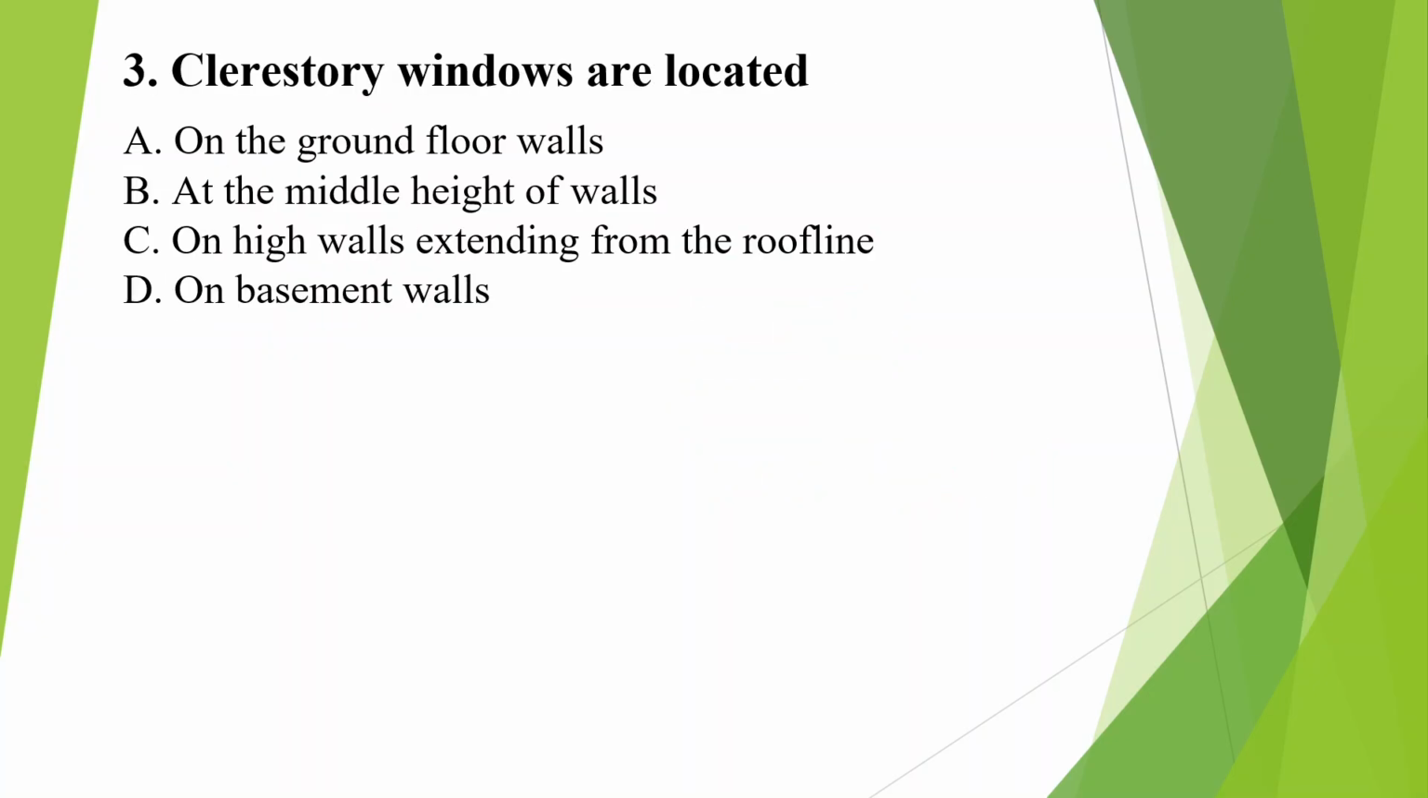Here is the third question for all of you. Try to answer this question. The question number three: these clerestory windows are located where? Either they are located on the ground floor walls, or at the middle height of the walls, or on the high walls extending on the roof line, or on the basement walls.